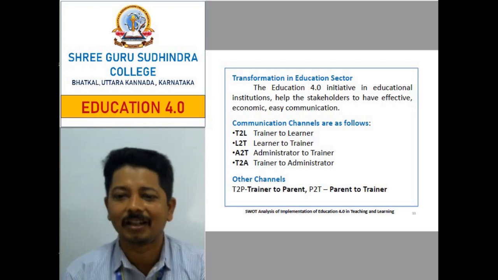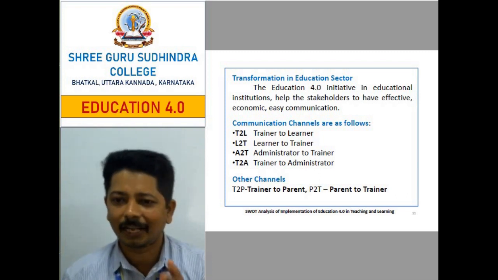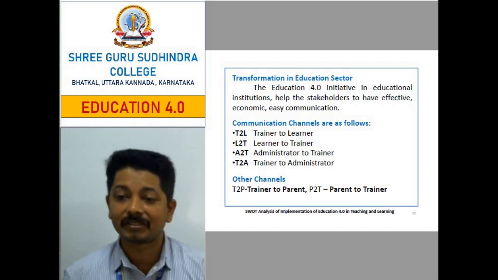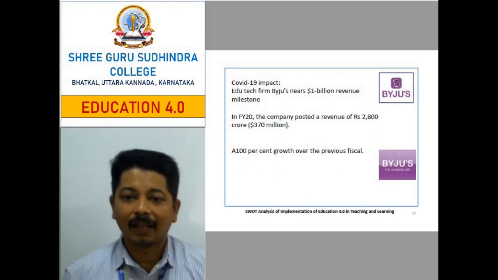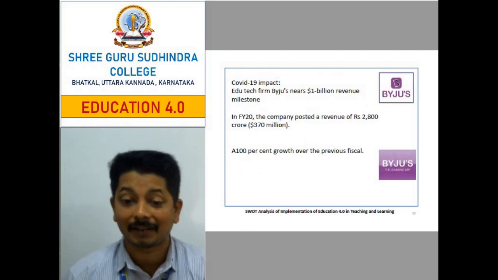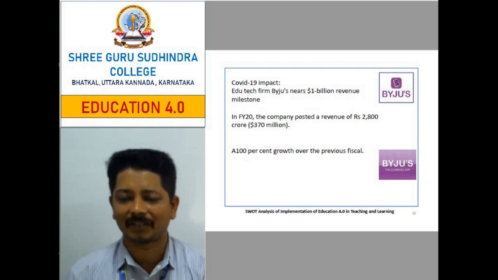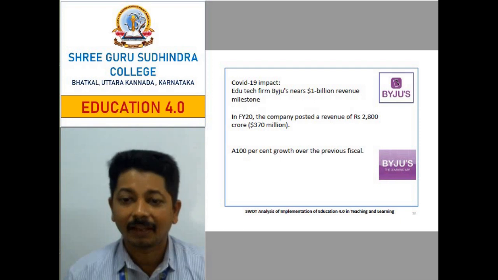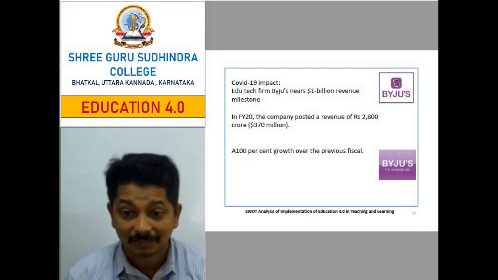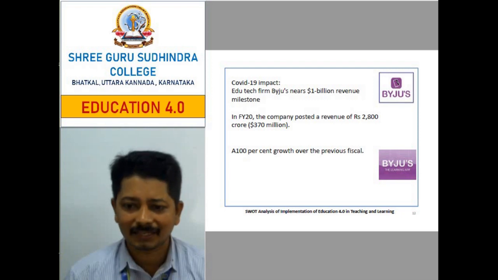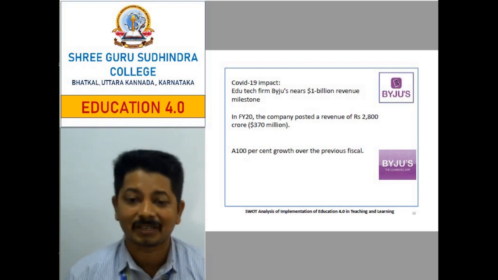So having such great communication channels, extension of communication channels, Education 4.0 helps a lot, and plays a vital role for such great communications. I can give an example of how Education 4.0 made a great impact. COVID-19, during the lockdown period, in the first 2 months, one of the well-known edutech firms, Byju's, I think everybody may have heard about this Byju's, they generated revenue of more than $1 billion. That means in financial year 2020, the company posted strong revenue generation. That is an indication that almost 100% growth rate they have witnessed.